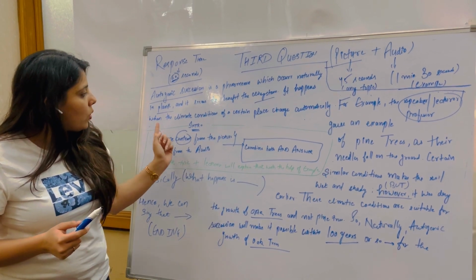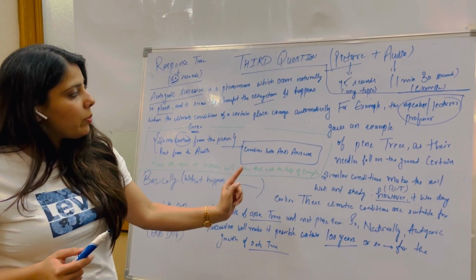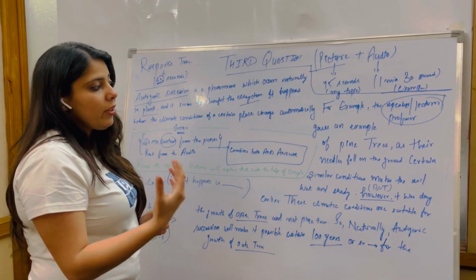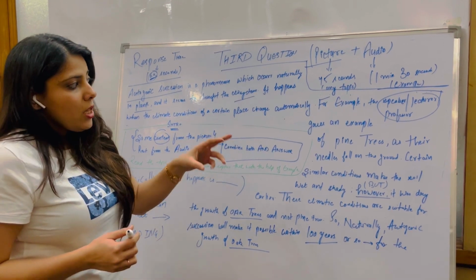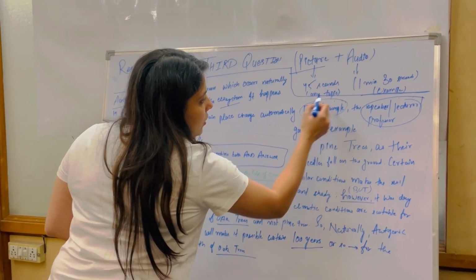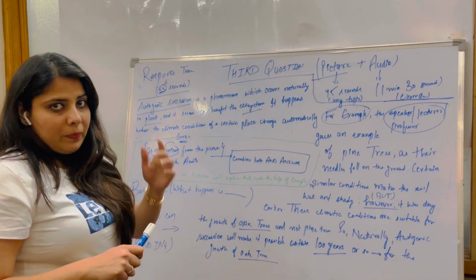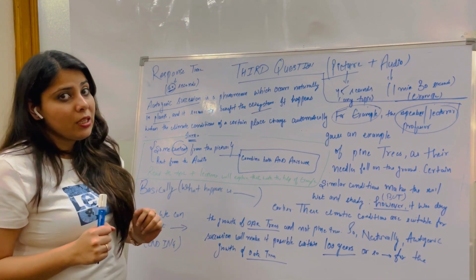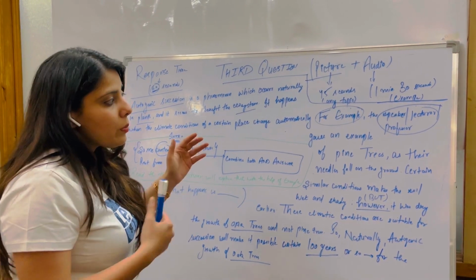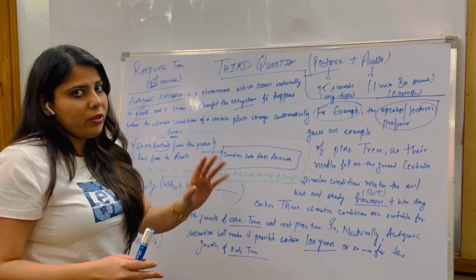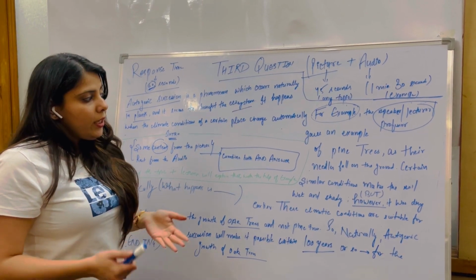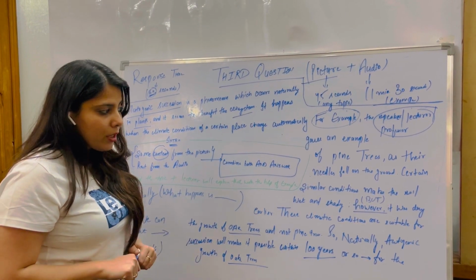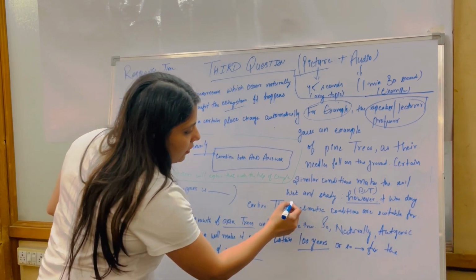It happens when the climate conditions of a certain place change automatically. For example, the speaker gave an example of pine trees. This is where the second and third questions are different from each other. You need to give an example because the speaker will give you the example of what you have read. So for example, the speaker or the lecturer or the professor, any of the words you can choose, he gave an example of pine trees. As their needles fall on the ground, certain similar conditions make the soil wet and shady.